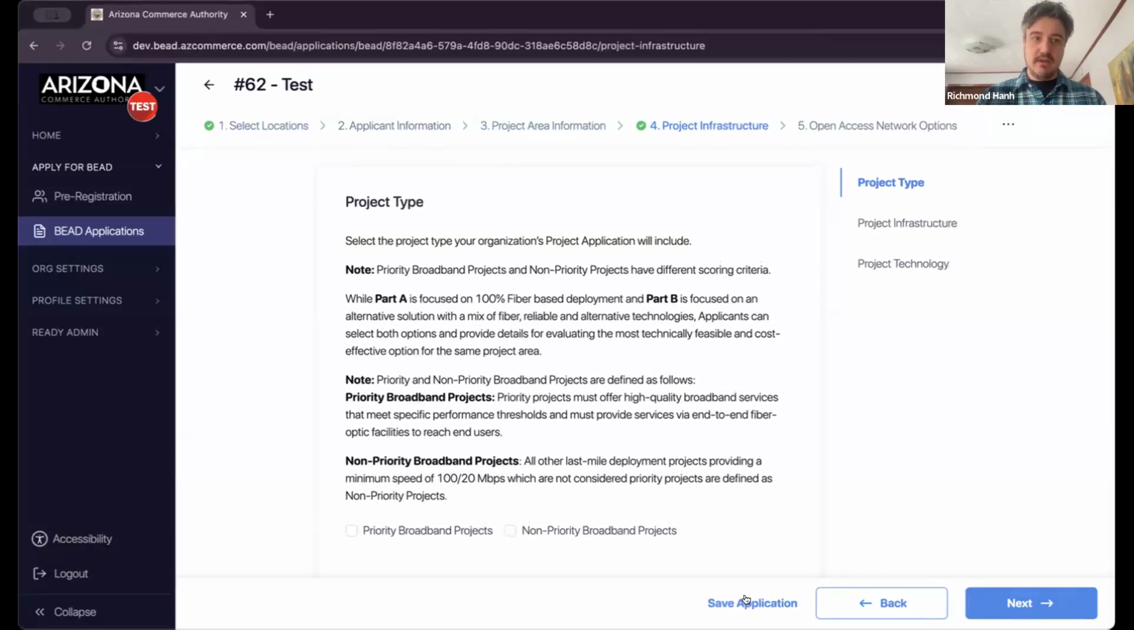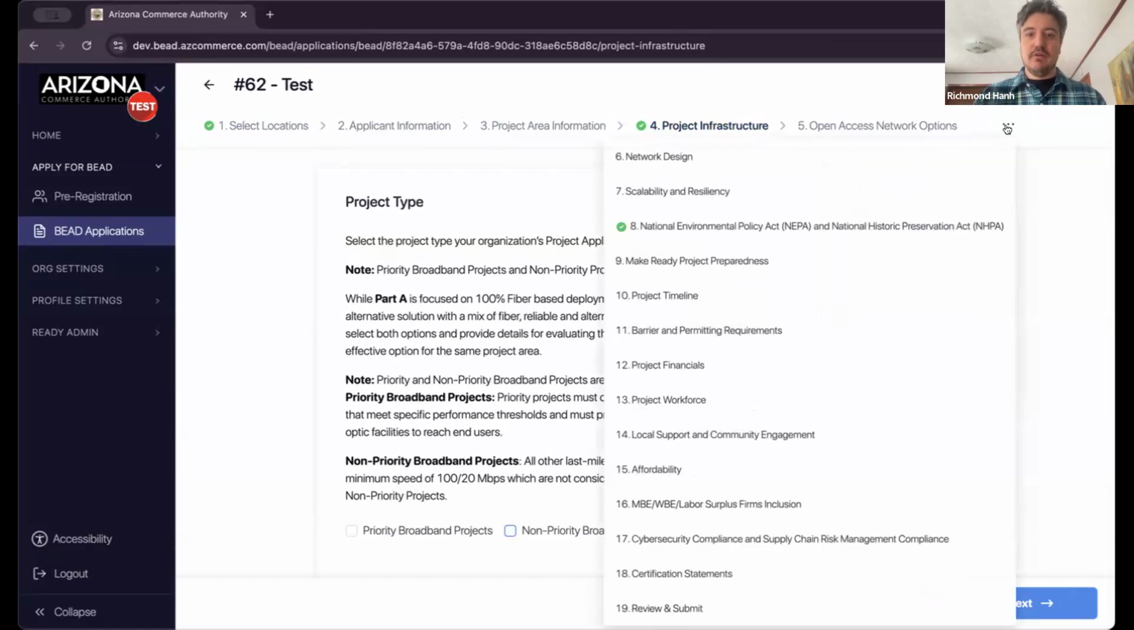You can save the application. We recommend doing that often, just like with anything else you may be working with. As for the types of questions, there are some that you click, some that you select, short answer, long answer, some where you are required to upload documents, and some where we provide a template for you to download, fill out, and resubmit.